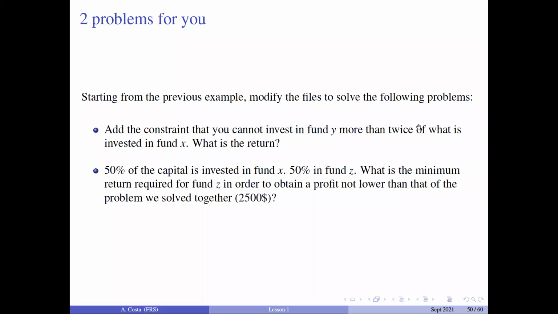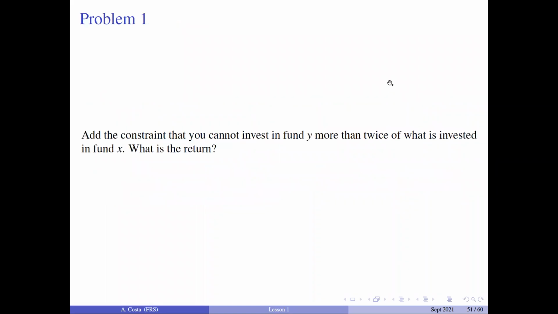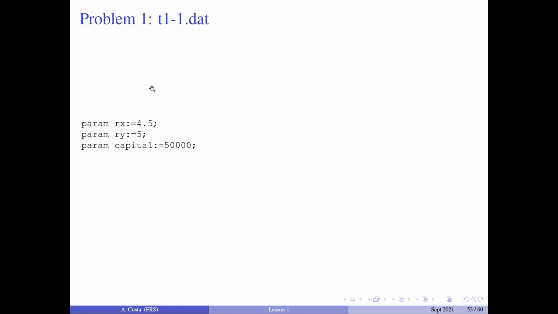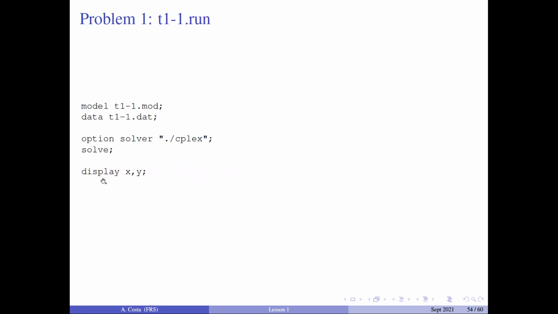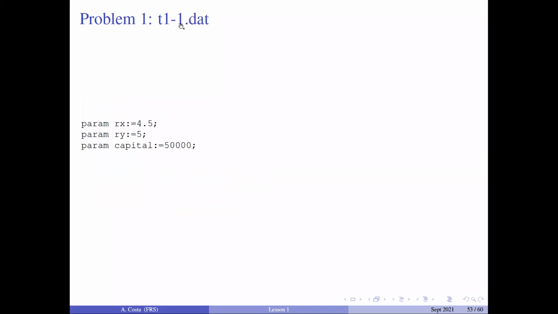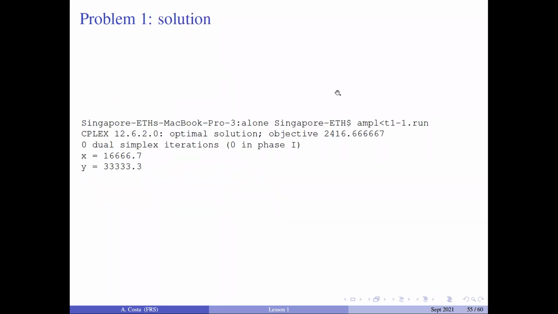Okay, so the first one, we need just to add a constraint, and the constraint is that we cannot invest in Y more than twice what is invested in X. So we can just use a new constraint like that, right? The amount of Y cannot be more than 2 times X. And when we solve, the data file is the same. I call these files T11, T11 mod. And when I run it, I find something like that.